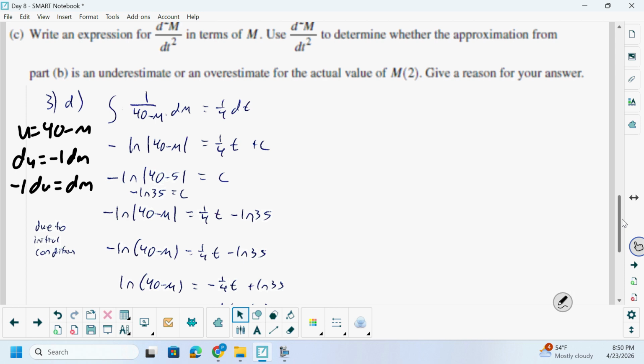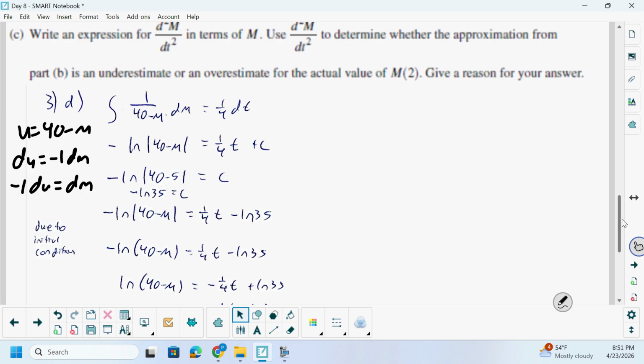Right-hand antiderivative is pretty straightforward. Sub in your 5 for m to get c, which is negative natural log of 35. We resolve our absolute value by the initial condition. We had a value of 5 that makes the inside be positive. So now we just write the natural log with parentheses and 40 minus m. If the inside had been negative, it would have become negative 40 plus m.